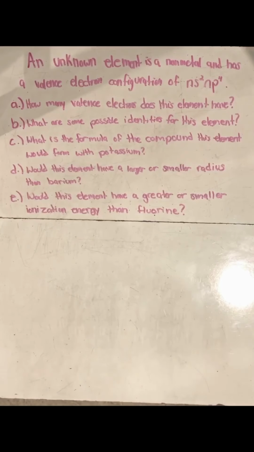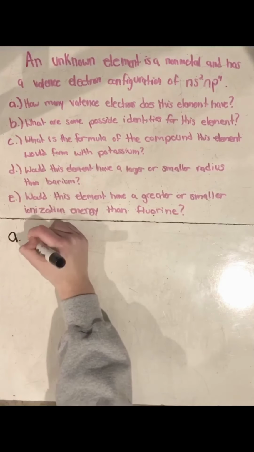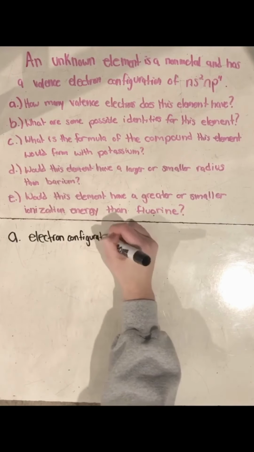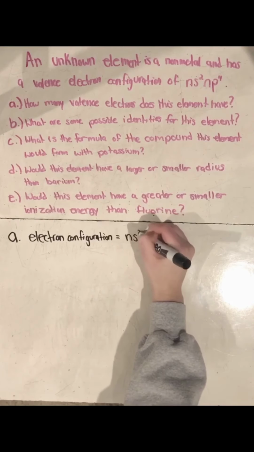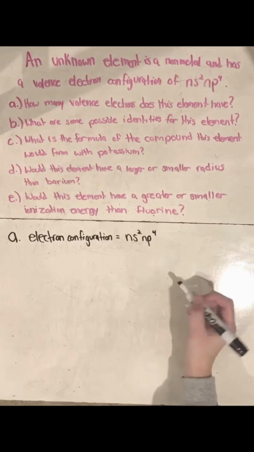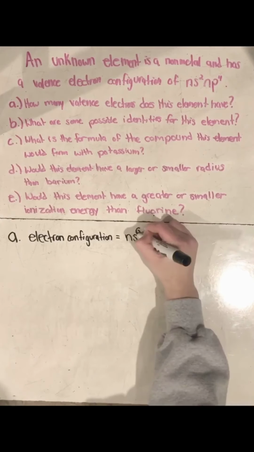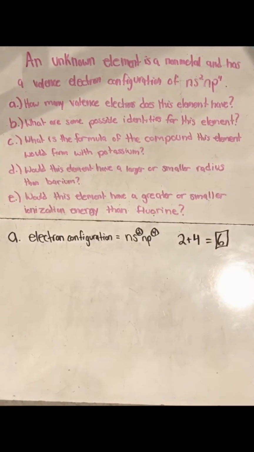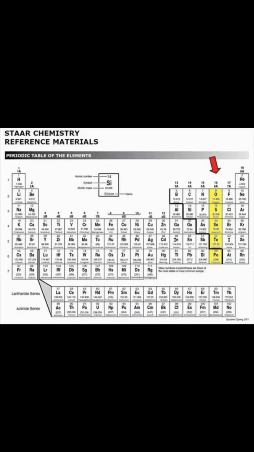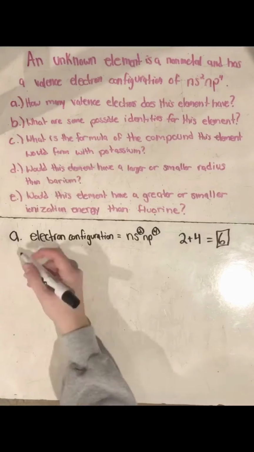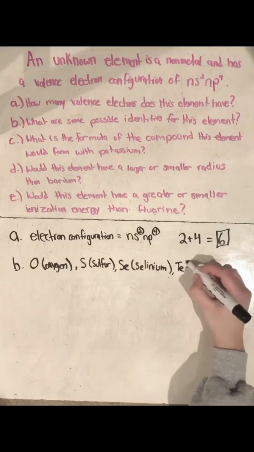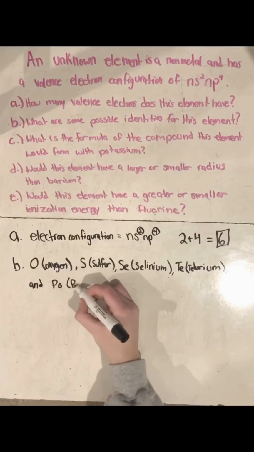Valence electrons are electrons located on the outermost shell of an atom, and they can be shared with other atoms or participate in forming chemical bonds. This element would have 6 valence electrons because in the given configuration of ns2 and np4, there are 2 electrons in the s orbital and 4 electrons in the p orbital, and 2 plus 4 equals 6. When looking at the periodic table, elements that have 6 valence electrons are located in group 6A, which includes O, oxygen, S, sulfur, Se, selenium, Te, tellurium, and Po, polonium.